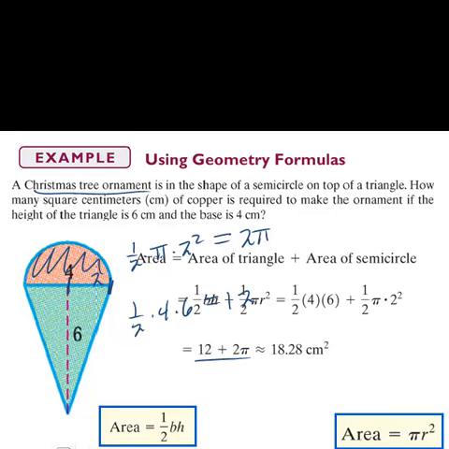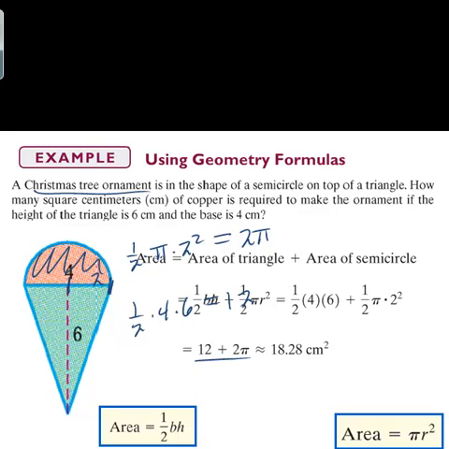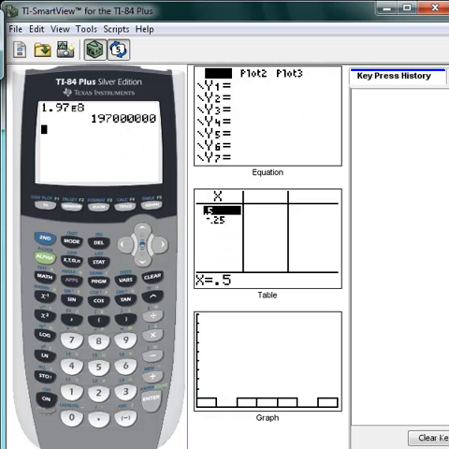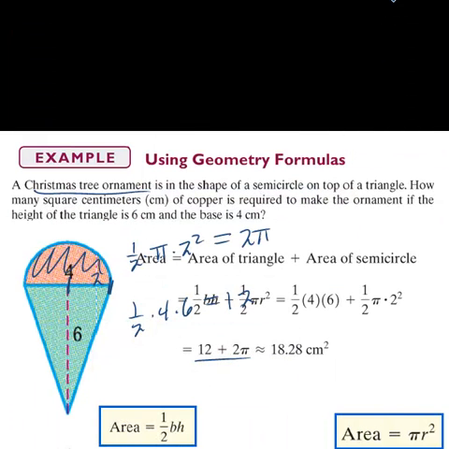And on your calculator, let's put that into our calculator. 12 plus 2 pi, about 18.28 square inches, or centimeters. 18.28 square centimeters.